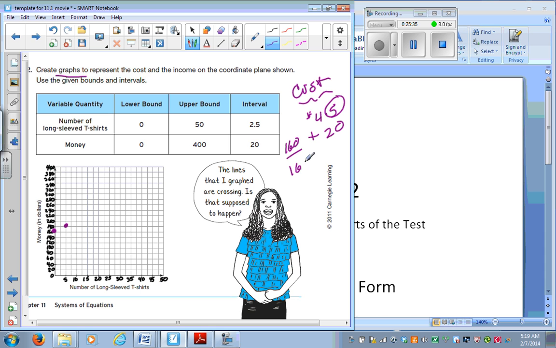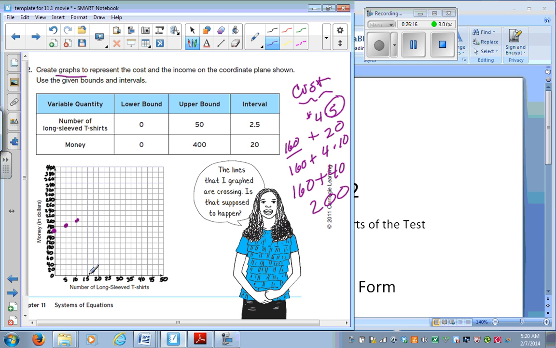Because if I do my cost of 160 plus $4 times 10 t-shirts, which is my next number, 4 times 10 is 40. 40 plus 160 is 200. So if I bought 10 t-shirts, it would cost me $200. So right here at 10 t-shirts, I'm going to put a dot at 200. Basically, every time my number of t-shirts goes up by 5, it's going to cost me another $20. So now you pause the video and try to put your coordinates where you think the rest of them should go.